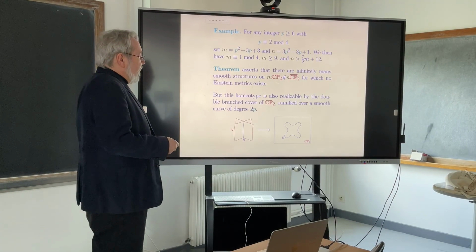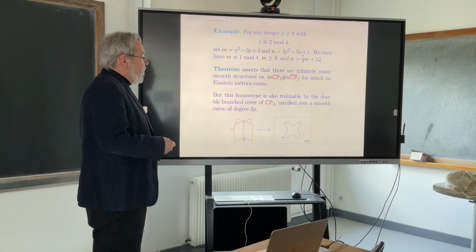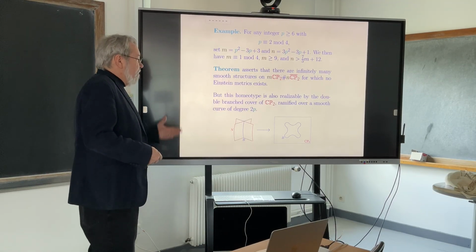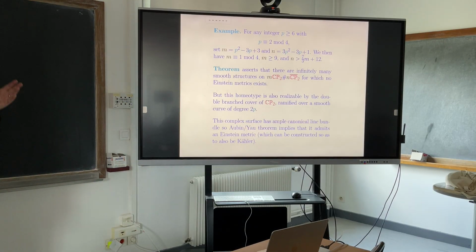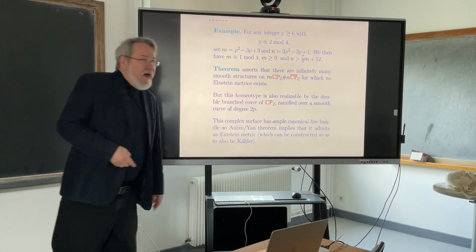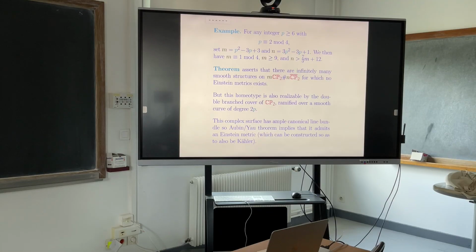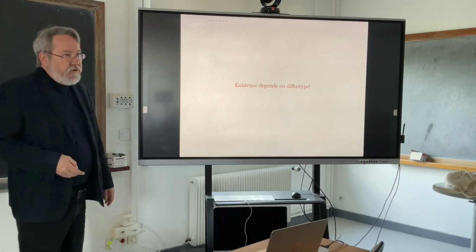This is a manifold in which we have shown there are infinitely many smooth structures for which there's no Einstein metric, but here is a smooth structure on the same topological manifold for which there is an Einstein metric, because this double branch cover has C1 negative. The Aubin-Yau theorem says there's a Kähler-Einstein metric with lambda negative on it. So again, existence of Einstein metrics depends on which smooth structure you're discussing.